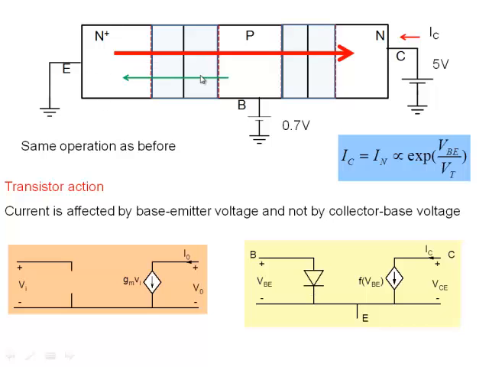Between base and emitter, what do I have? A diode. There's no issue here. Between base and emitter, there's a diode. Okay. And look at the direction of the diode, from P to N. So we have drawn a diode here.